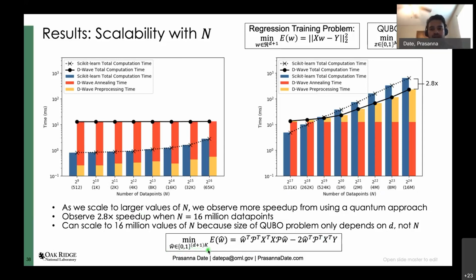And we said that, in an ideal setting, we are going to fix K, we are going to have a fixed precision with our quantum computers. So K is essentially a constant. The only variable that determines the size of W hat then is just D and not N. So if the size of the QUBO problem does not depend on N, then we can keep scaling N to larger and larger values. That's the reason why we are able to scale N to 16 million data points. Okay, so this was scalability with the number of data points in the training data set.